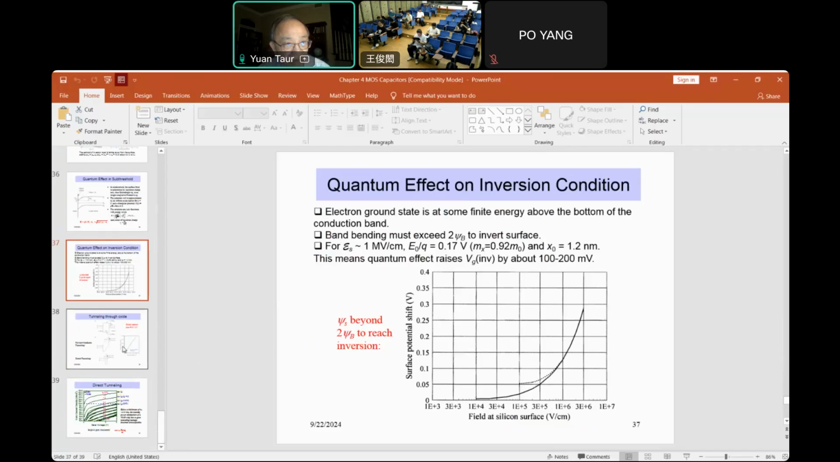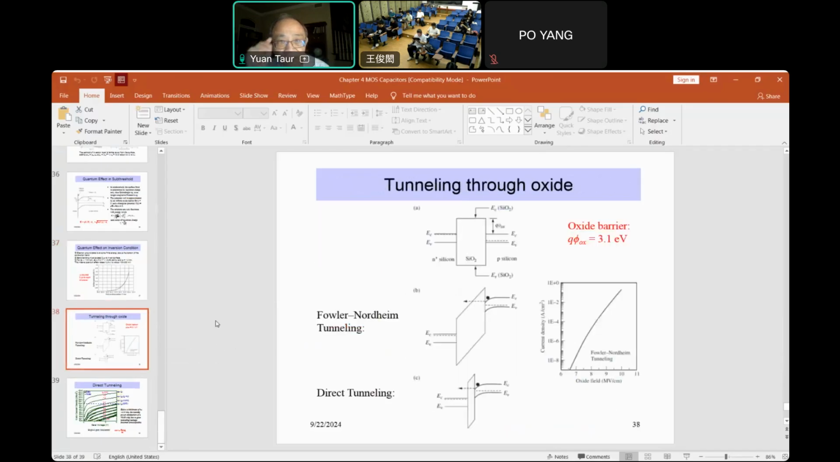When the oxide becomes very thin, we have a further quantum effect, that's tunneling through the oxide. It's shown here. This is the band diagram now, including the oxide. Oxide has about an 8 or 9 eV band gap, a very, very large band gap. And the barrier height is the difference between the conduction band in silicon and the conduction band of SiO2, and that's 3.1 eV, which is high, but it can still be overcome.